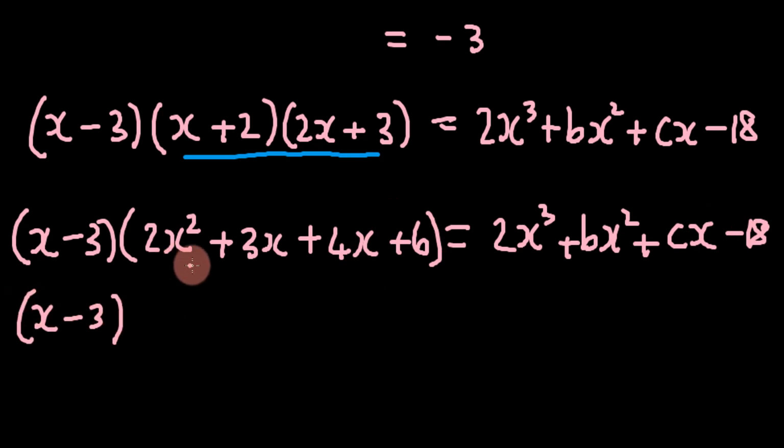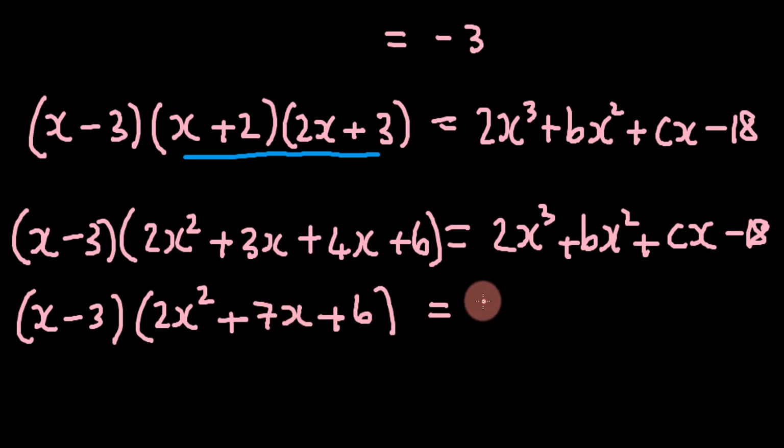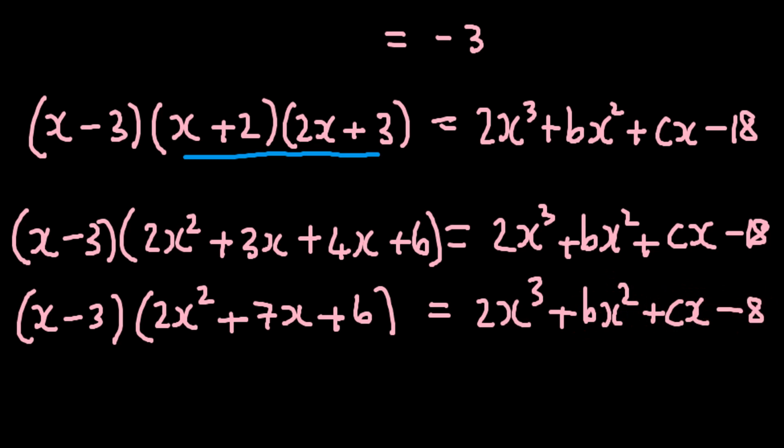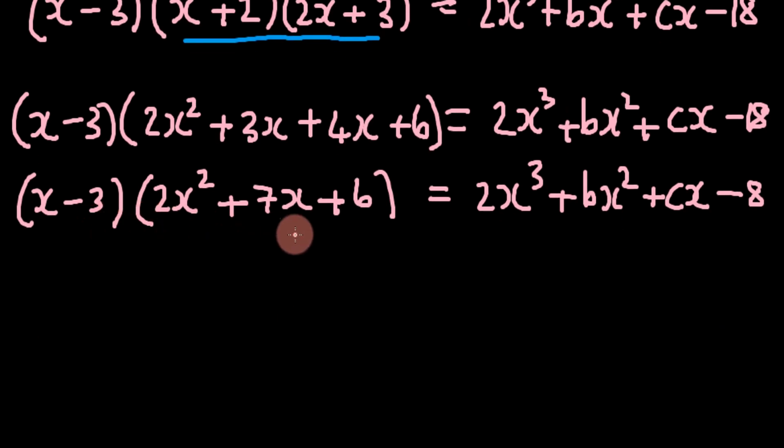We can add the like terms here. So 3x plus 4x is 7x. We complete multiplying out on the left-hand side. So we're going to multiply x with each term in the second set of brackets here. So x times 2x squared, x times 7x, x times 6.